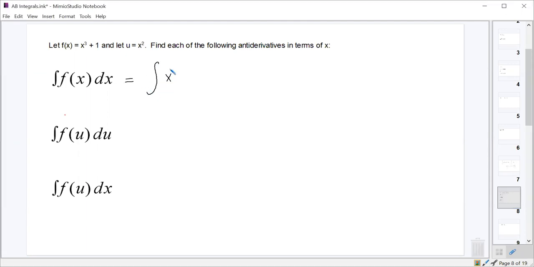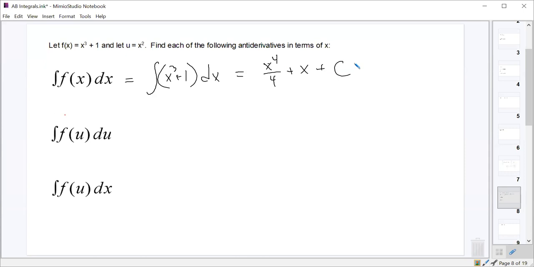So first off, the integral of f of x dx should be a pretty straightforward one. That's the integral of x cubed plus 1 dx. And what does that equal? That ought to be 1/4 x to the 4th plus x. You forgot something: plus c, the constant. Everybody agree that that's what that one should be? Yep. Okay.